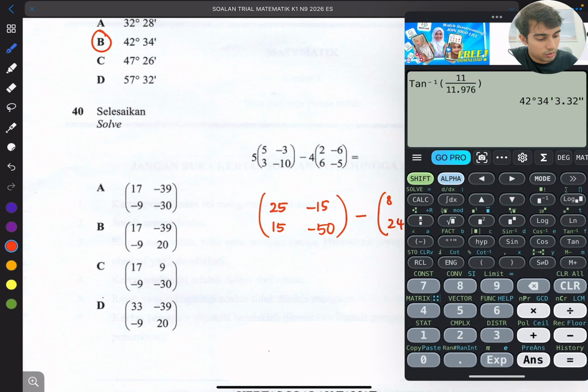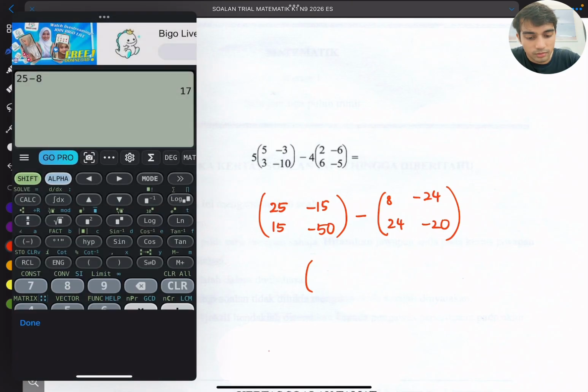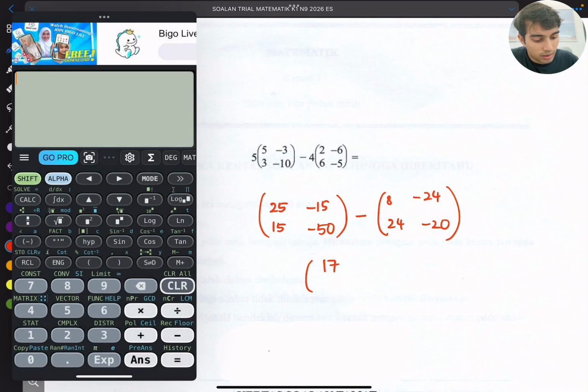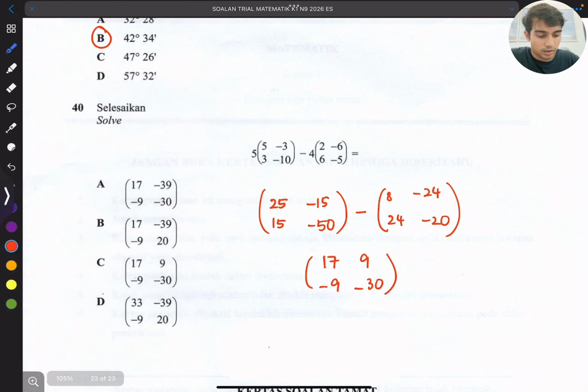So 25 minus 8 is 17. Negative 15 minus negative 24 is 9. 15 minus 24. And then negative 50 minus negative 20. Then we match. See. Okay, but in exam, actually, you don't have to do everything.